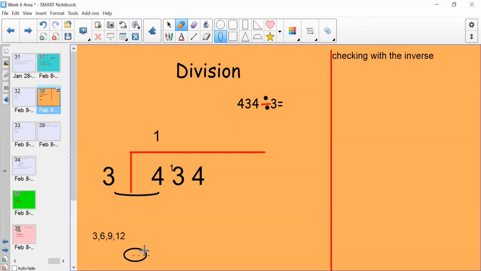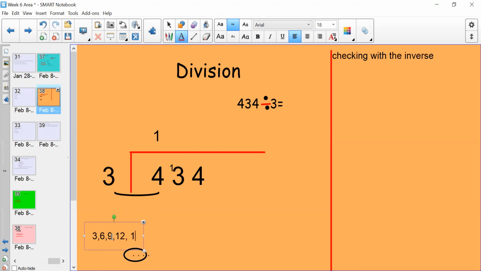The 3 went into 4 one time because we circled 3 of them, and then there was 1 left over, which is the one that we regrouped. Okay, then we did 3 into 13. So if you counted in multiples of 3 and you go 3, 6, 9, 12, the next number is going to be 15, which goes over 13. So we know that it goes in 4 times.